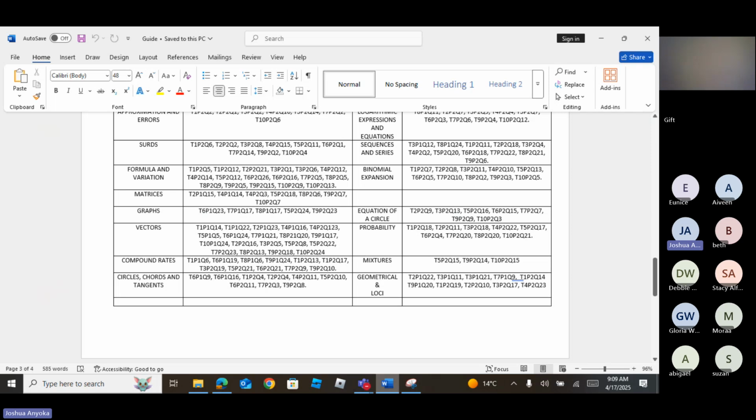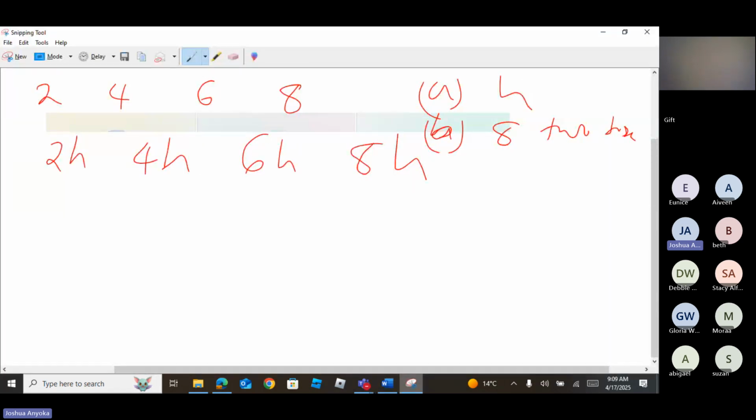What is the range of probability? What is the probability of getting it, biased in a way that there is 2H, 4H, and so on? Then we are asked to determine the value of H. If it is a tetrahedron, it means that the probability of getting a 2, a 4, a 6, and 8, because they are like standing equal chances, will be the same.